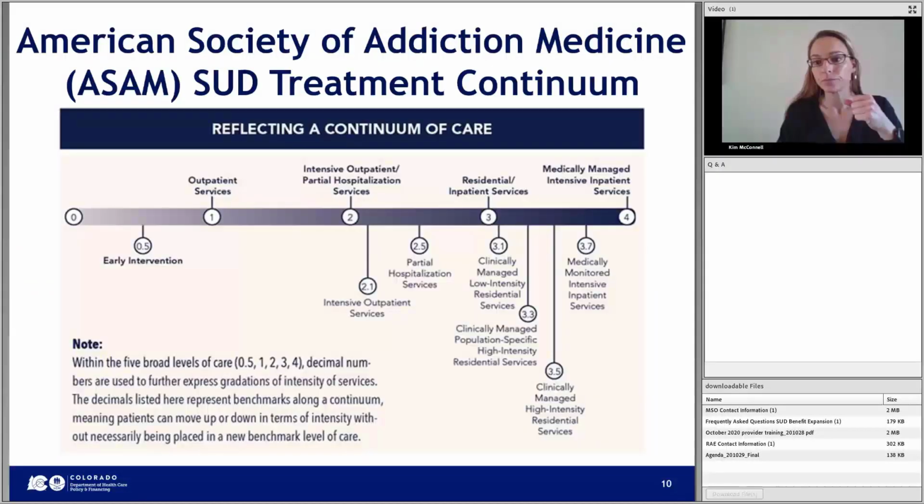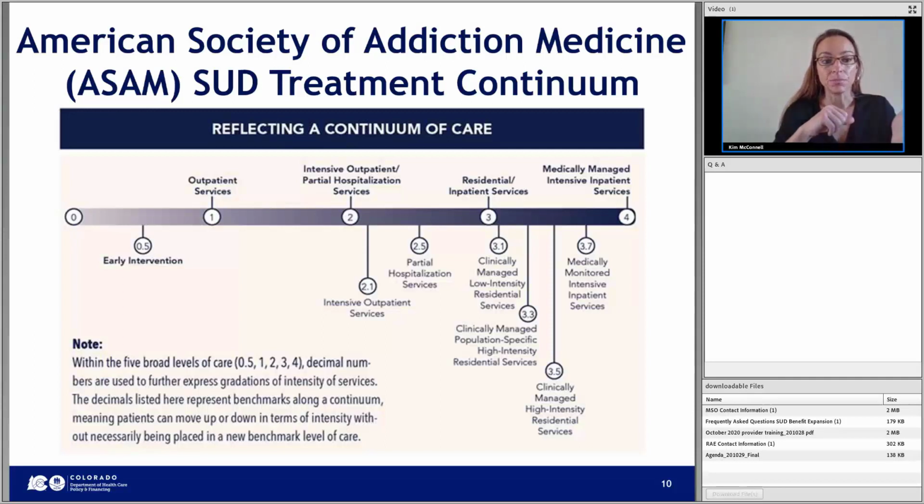The American Society of Addiction Medicine defines a continuum of care for substance use disorder treatment services, and you can see it here in your slides. Over on the left are the services provided on an outpatient basis, and as you go further to the right, they're more intense services, all the way to medically managed inpatient services that are typically offered in a general hospital.